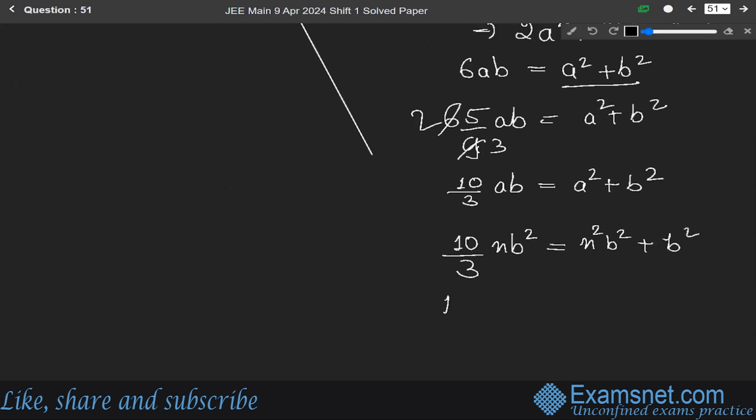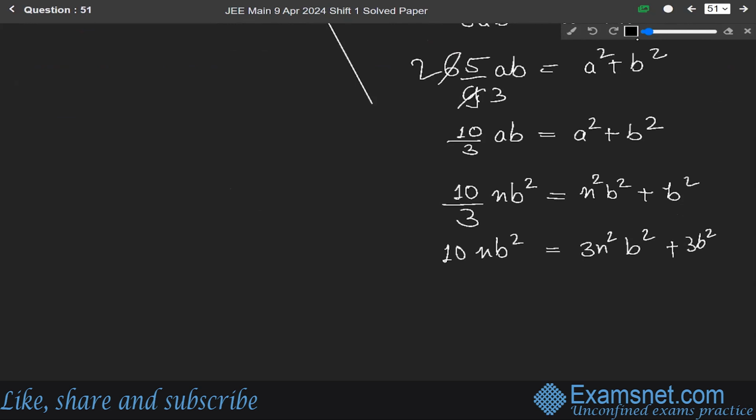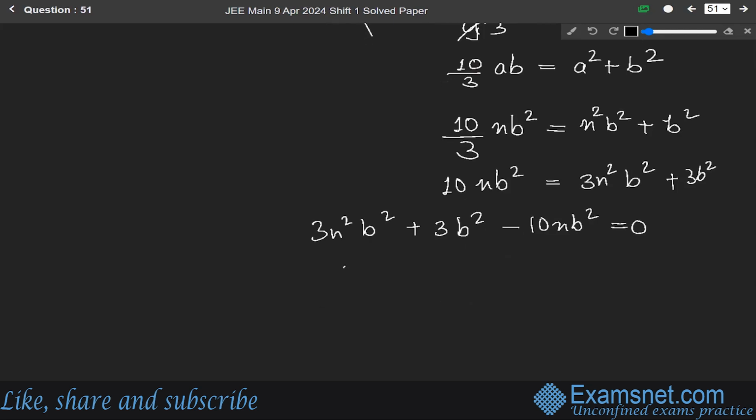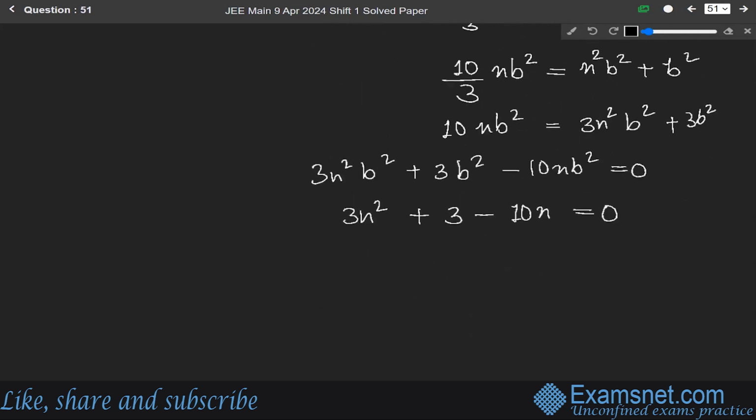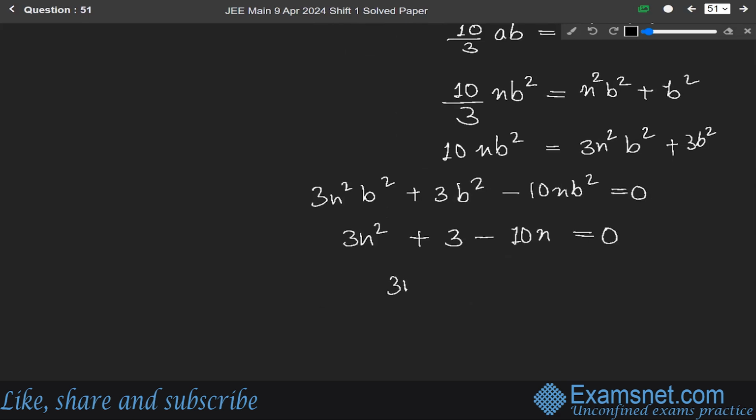Okay, so it will become 10nb square equals to 3n square b square plus 3b square. So this will be like 3n square b square plus 3b square minus 10nb square equals to 0. Taking b square common, we get 3n square plus 3 minus 10n equals to 0. So this is like a quadratic equation.